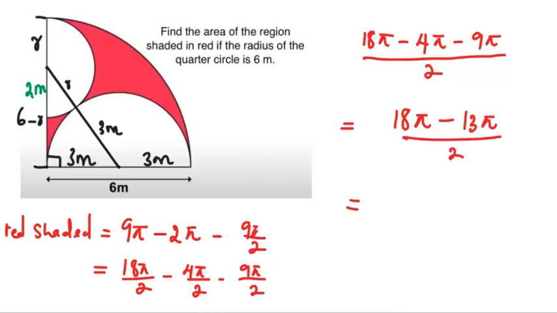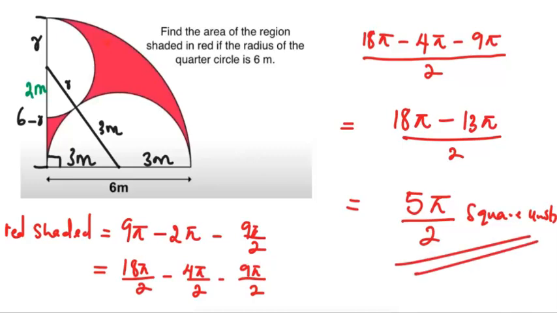And this simplifies to, is that 18 pi? Hope we're not making any silly mistake. I think there's a mistake somewhere. So let me check properly. Okay, there's no mistake. So here we have 18 pi minus 13 pi, which is giving us 5 pi, then divided by 2 square units. And this right over here is our correct answer.